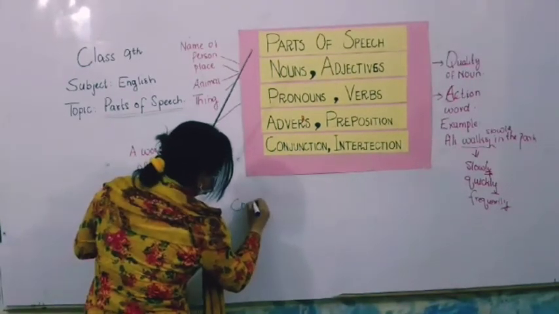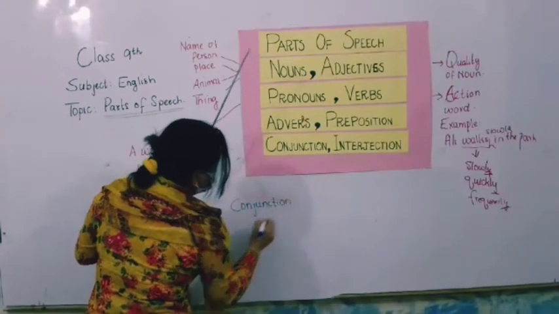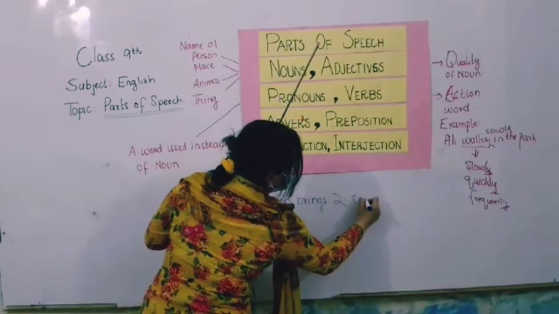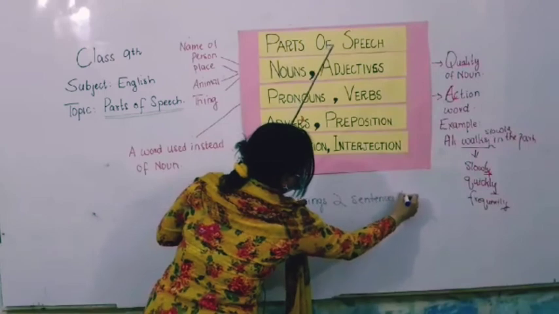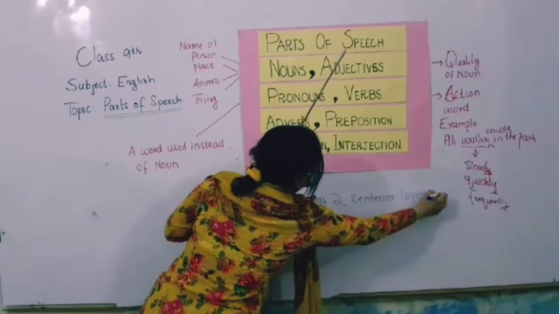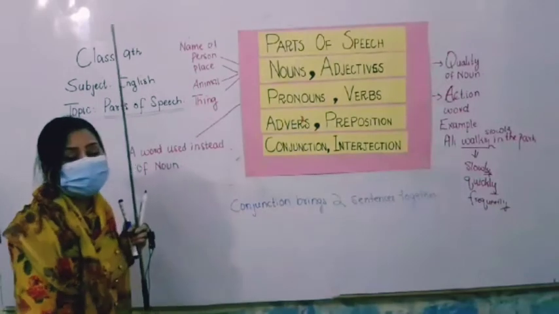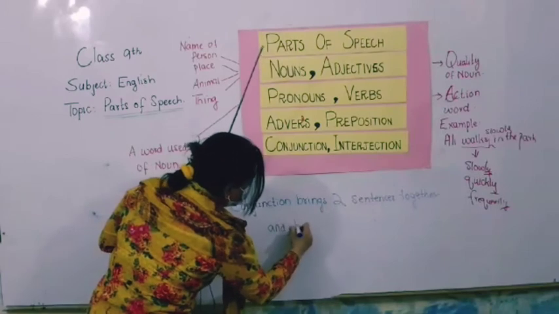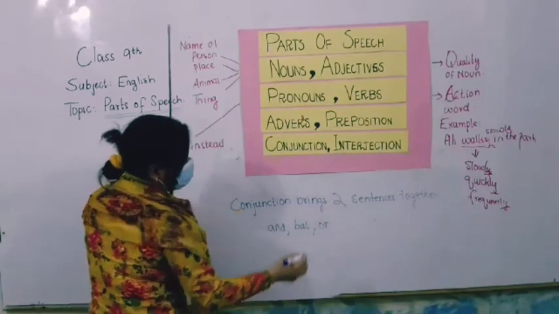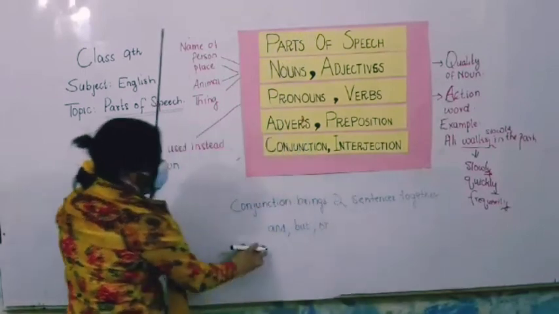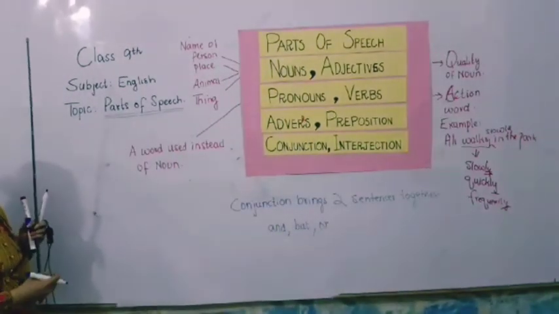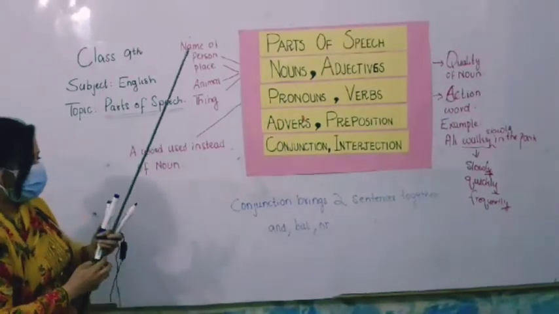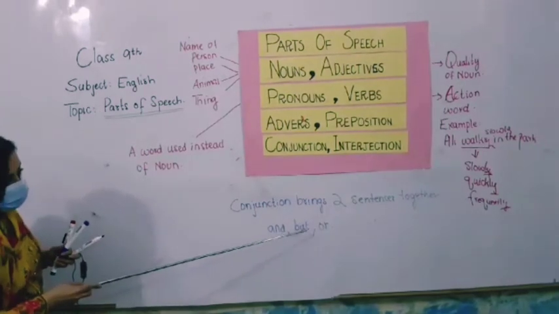Conjunctions are usually words that bring two sentences together. Now, this is called a conjunction. And the most common conjunctions are and, but, or. The most common ones are these. There are loads and loads of conjunctions that can be used, unless, until. All these are basically conjunctions. But the most common ones are and, but, or.